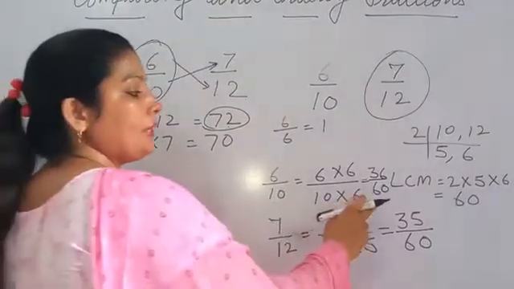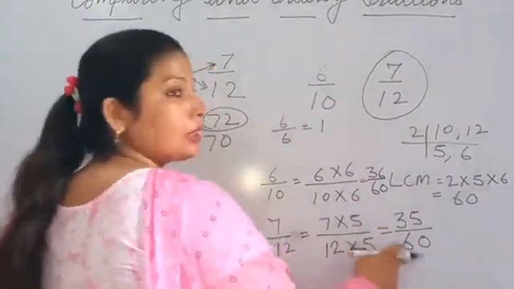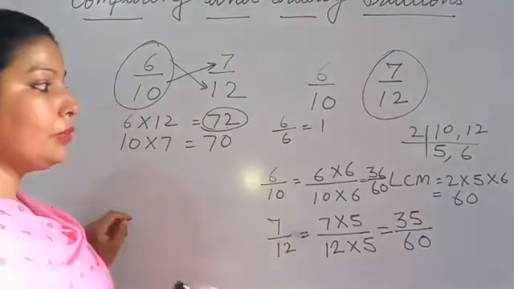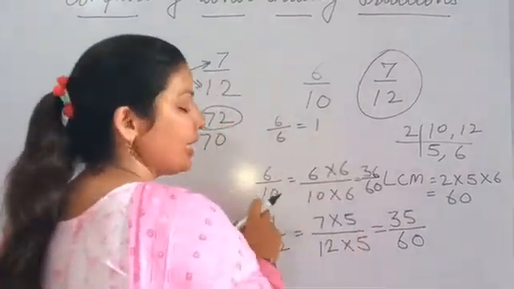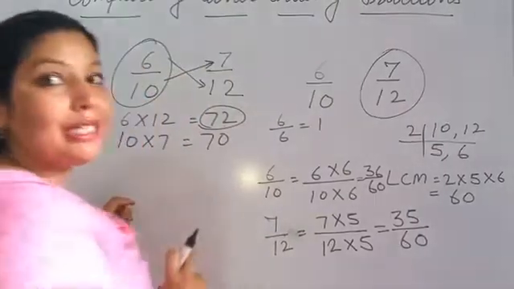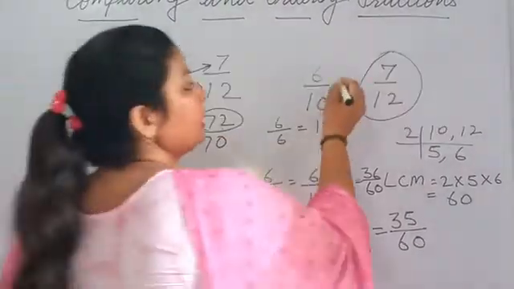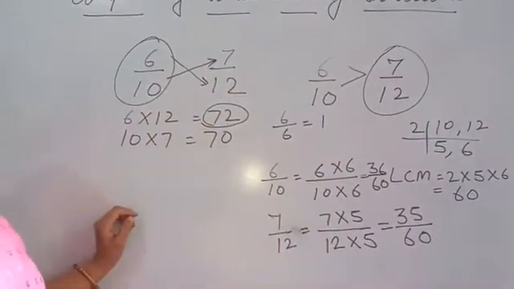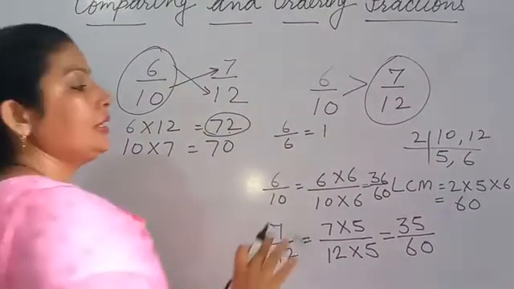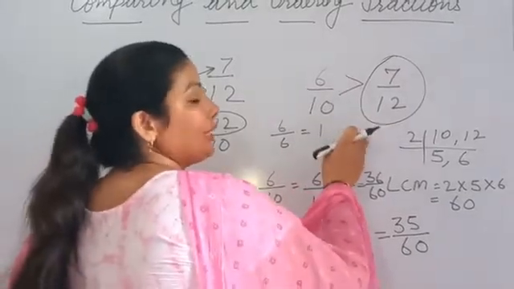So now we can compare. There is 60, there is also 60. So we should compare only the numerators. There is 35 and there is 36. That means 6 upon 10 is big and 7 upon 12 is small. So 6 upon 10 is greater than 7 upon 12. So like this we can compare when we have unlike fractions.